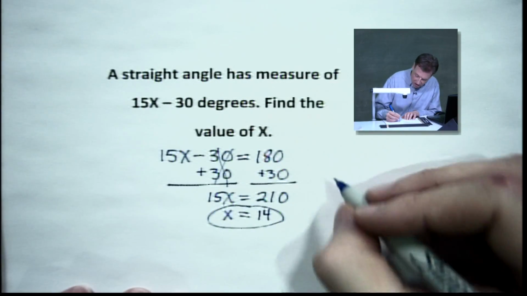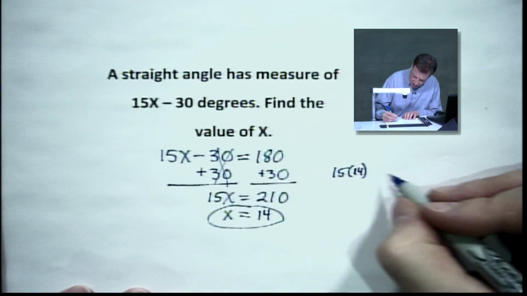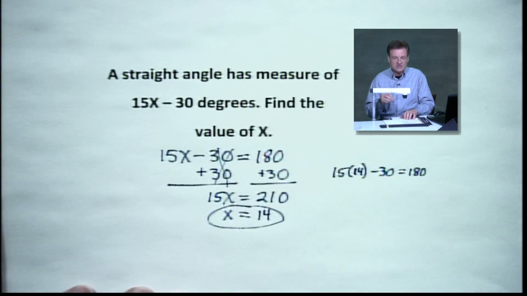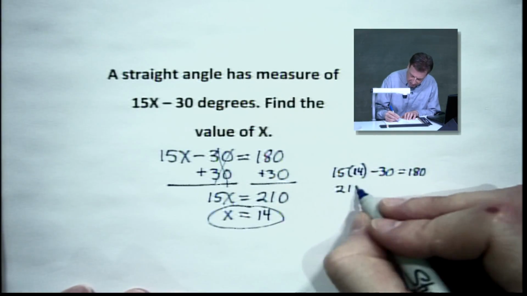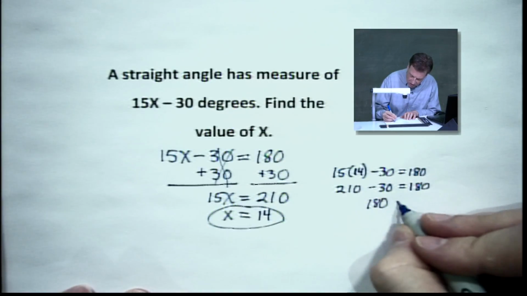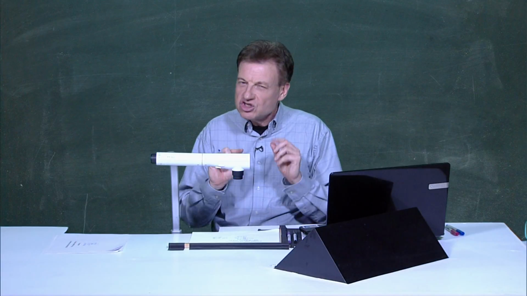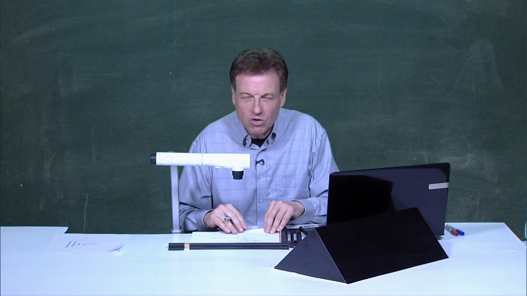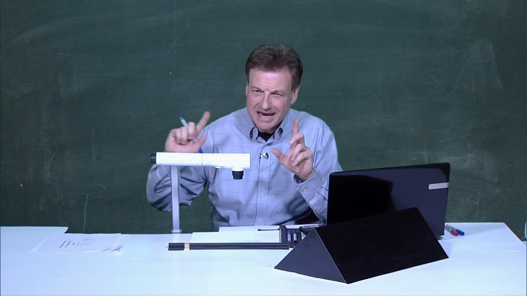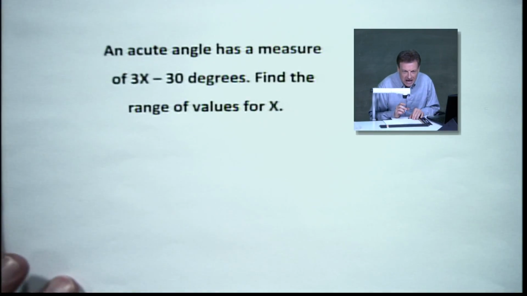Let's do a quick check over here. 15 times 14 minus 30. The question is, does it equal 180? Well, 15 times 14 is going to give us 210. We already realized that. If we subtract 30, guess what? We are good. It checks out again. Good stuff, all right? So again, straight angle, right angle, only one option. Right angle, you have to be 90 degrees. Straight angle, 180. Now, let's see what happens, perhaps, if we have an acute angle going on here.